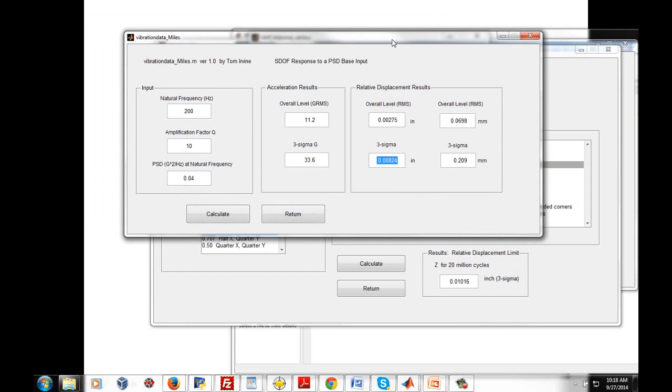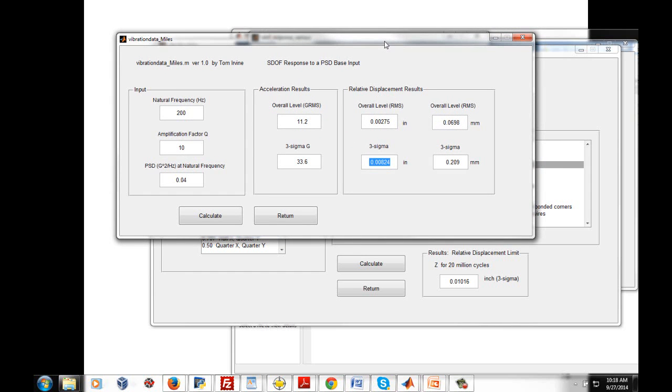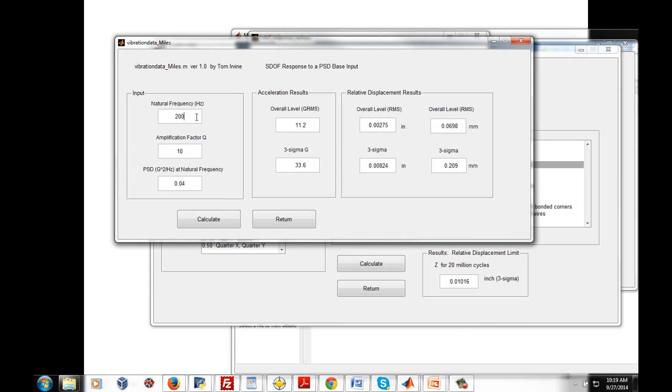Now let's assume that all things are equal. All other things being equal, what would happen if we stiffen up the board to make it 400 Hertz natural frequency? And we're essentially assuming again a flat PSD. So all other things being equal, that 3 sigma relative displacement at the center of the circuit board drops to about 3 thousandths of an inch. So that means we're in even better shape than before.